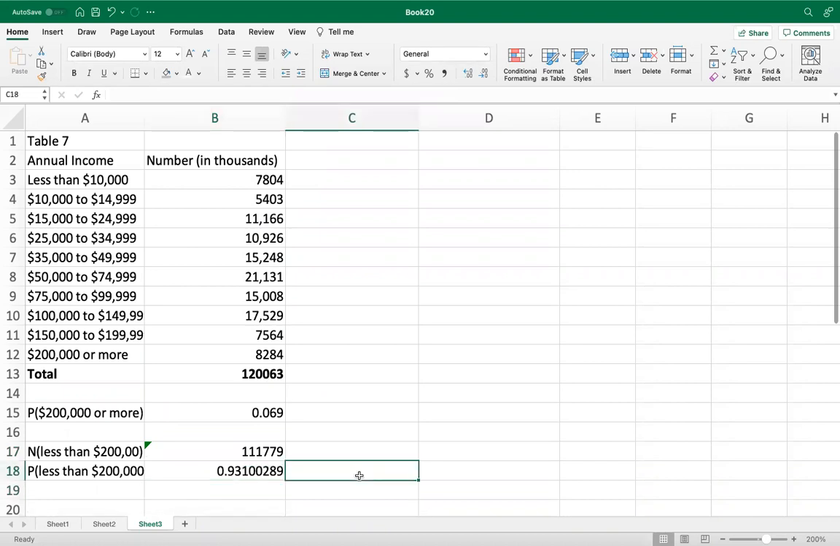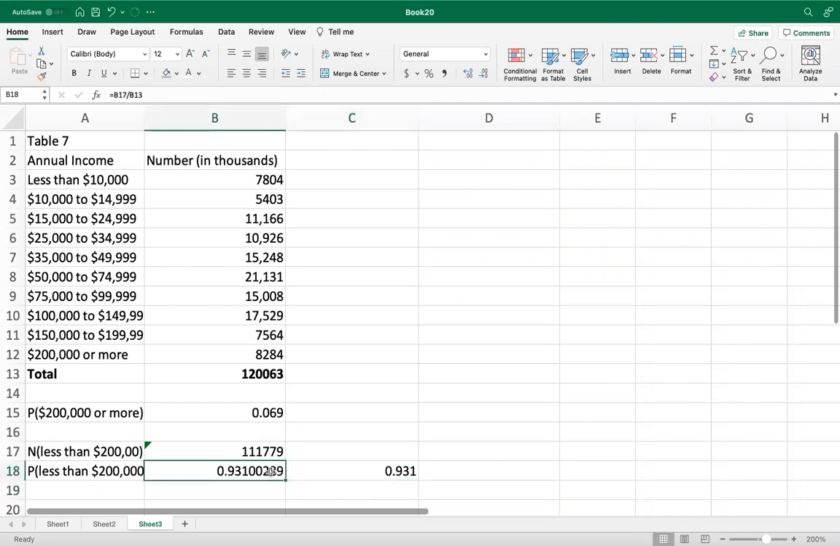Or another way we could see this is less than 200,000 is the complement of more than 200,000 or 200,000 and more. So the complement is going to be equal to 1 minus this right here, which ends up being the exact same thing. So the only reason I cut it off here was because we had it cut off. So 0.931, 0.931. Let's see if we increase this. Oh, it doesn't. Ah, that's why.